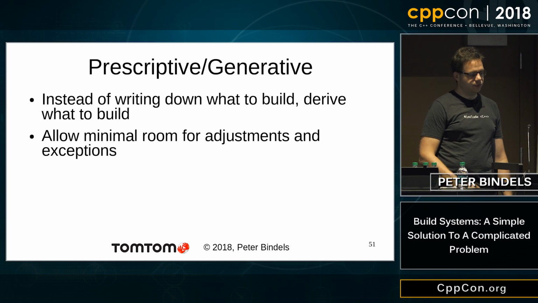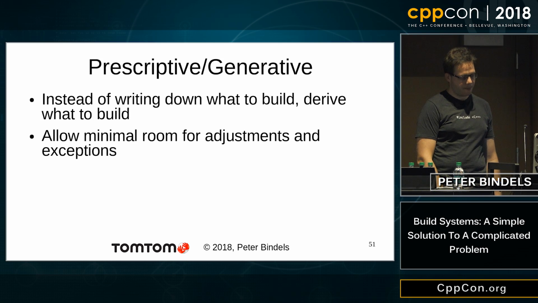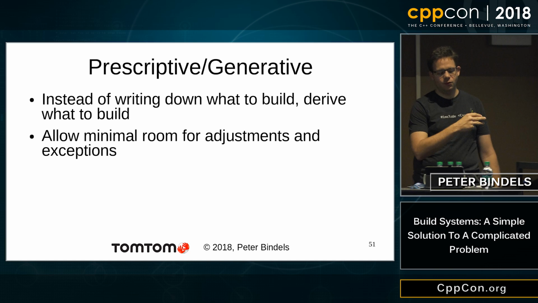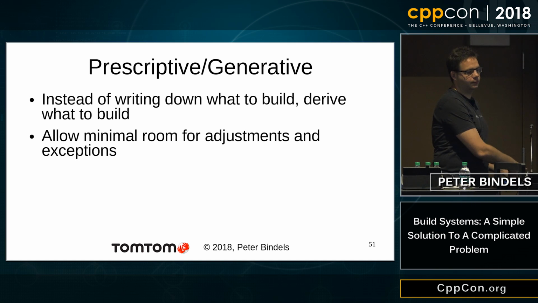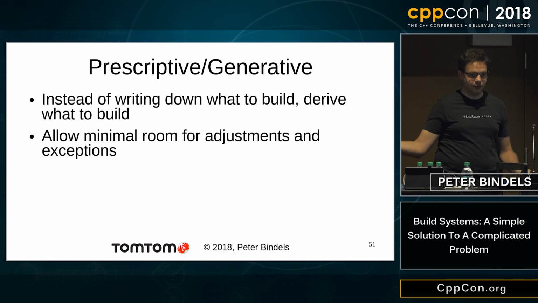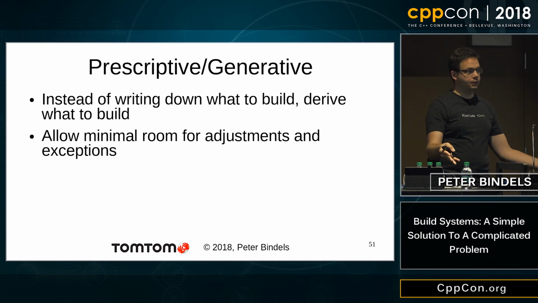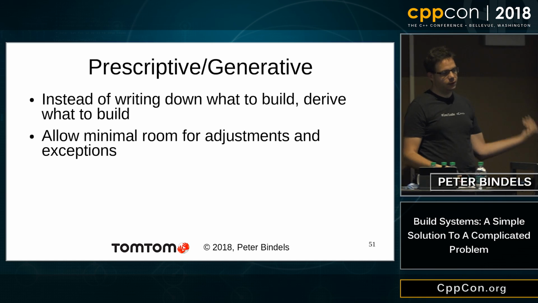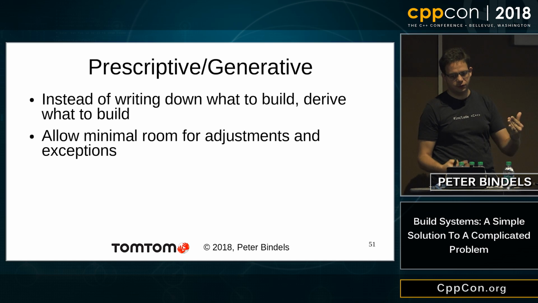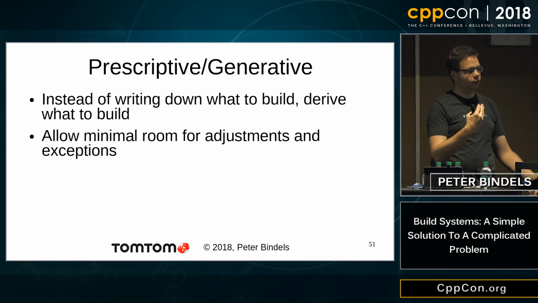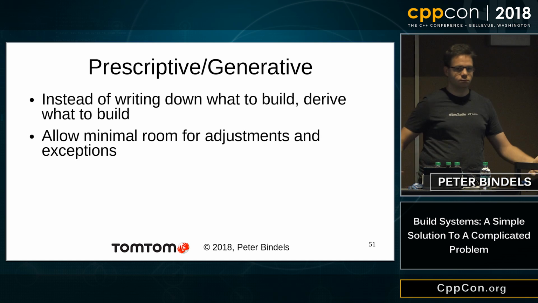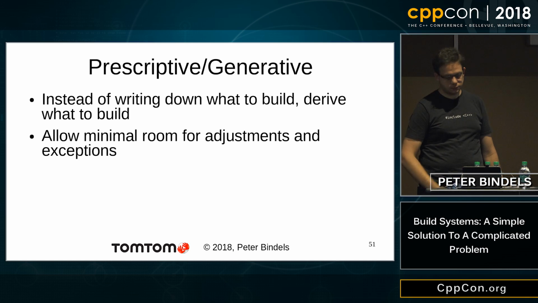So let's go to prescriptive and generative build systems. Instead of writing down what I'm building, I'm writing down how to figure out what to build. And then I tell it to go figure out what's there to build. This is close to a functional one, but instead of the custom rule set, it's taking the approach of: let's read your code and figure out how a developer would figure out what to build, and then do that.